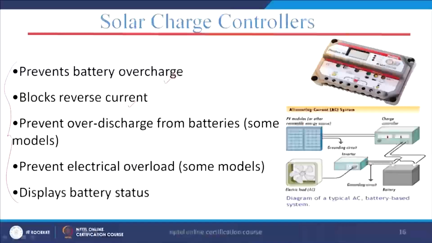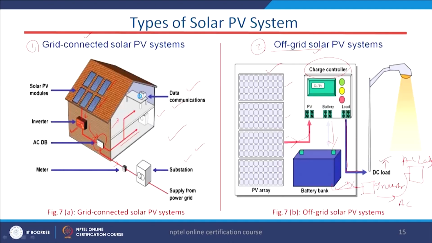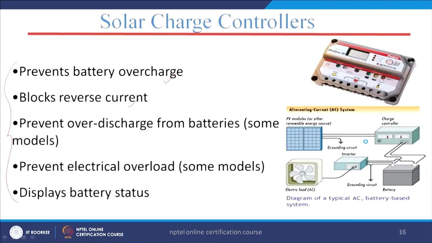And also it blocks the reverse current. Reverse current means, this is our battery, and the current should not flow in a reverse direction. The current should flow in the forward direction towards the load. It may be a DC load or it may be an AC load. The reverse current should not flow.